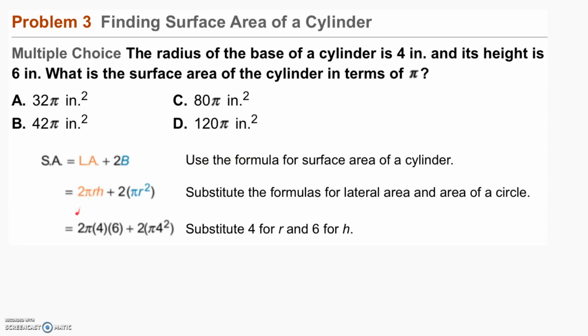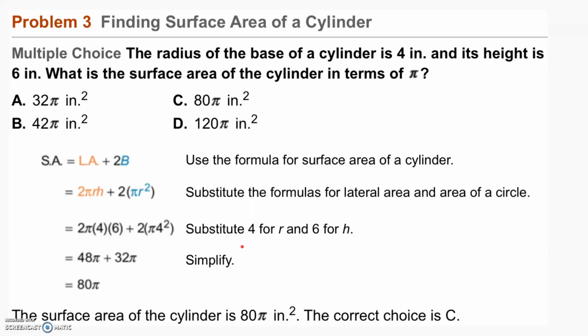Now we plug in the numbers. So it's going to be 2 pi 4 times 6 plus 2 pi 4 squared. Now I can already see this is going to give us 48 over here and 32 over here. So we're going to get 48 pi plus 32 pi, which I think is going to give us 80. And indeed it does. So the surface area of the cylinder is 80 pi inches squared, which would be answer choice C.